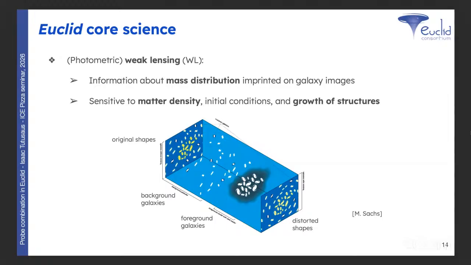So by studying how the shapes of galaxies are distorted, we can extract information from all the matter distribution along the line of sight. So this is a great way first to get information about the density of matter in the universe, but also to understand how structures grow as a function of time.